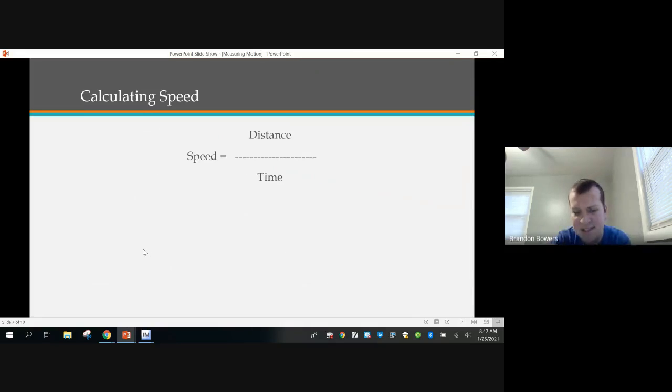All right, and this is the equation. I would write this down. This is key for this activity. Tomorrow's lab, you're going to be using this quite a bit. Okay, so speed is equal to distance over time.